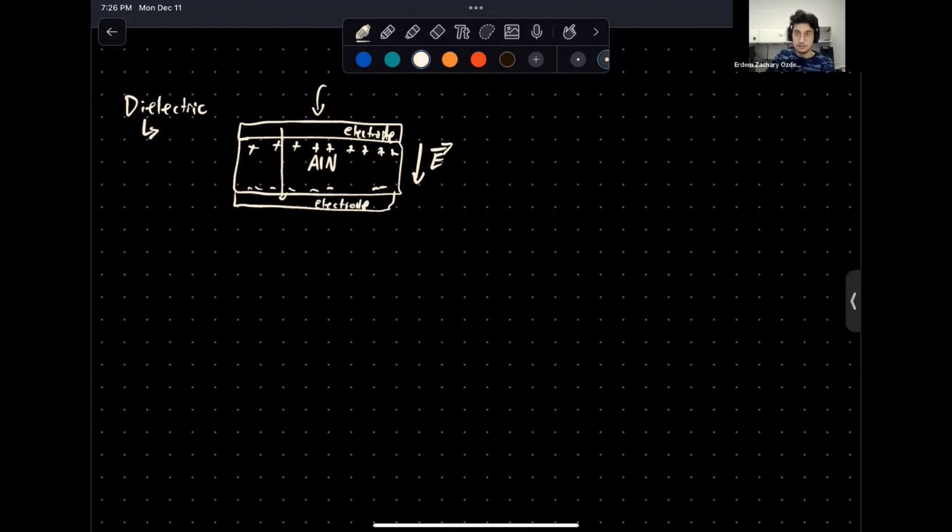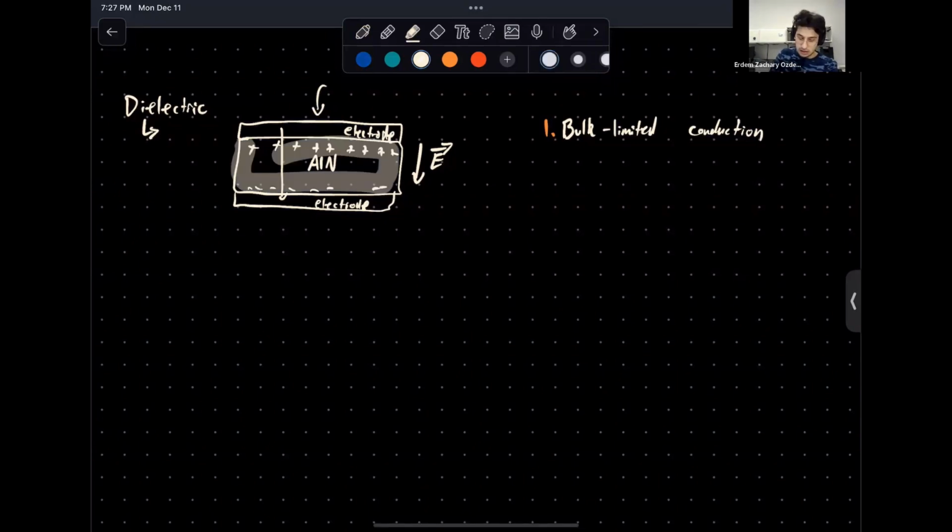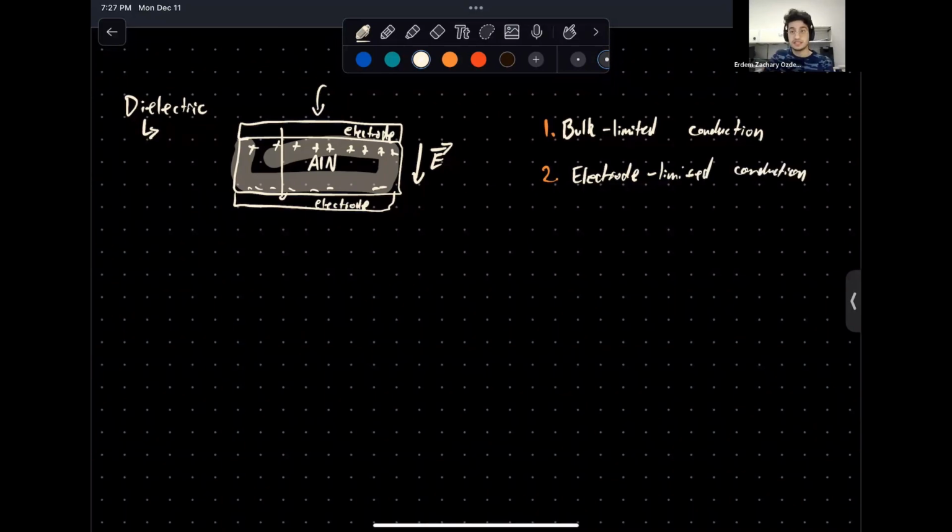Now, these mechanisms can actually be broken down into two different categories. So we have our first category, which is bulk limited conduction mechanisms. This means that our conduction is dominated by whatever is going on in the material itself, so in our bulk here. Alternatively, we also will have electrode limited conduction. And more specifically, this is limited by whatever is occurring at the electrode-dielectric interface.